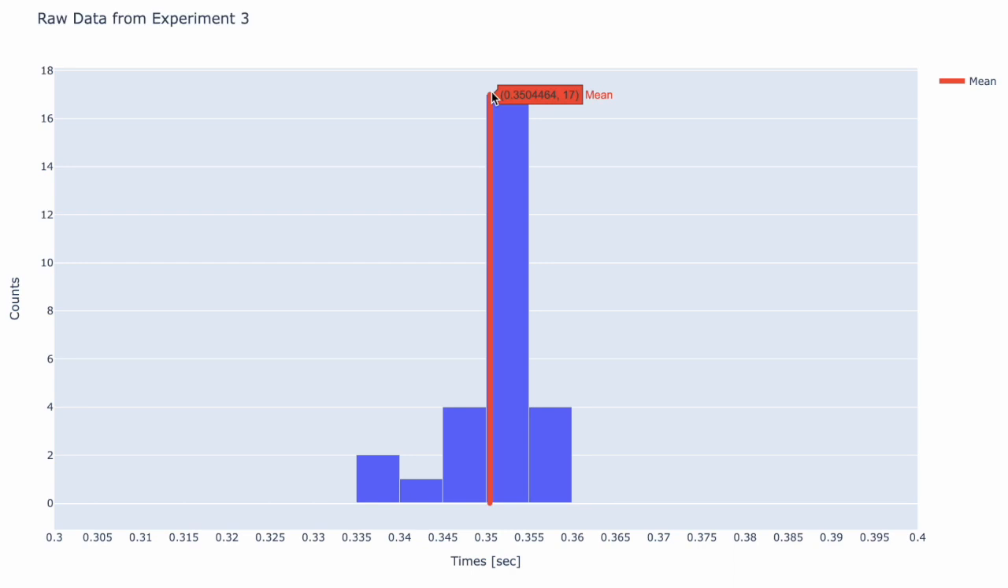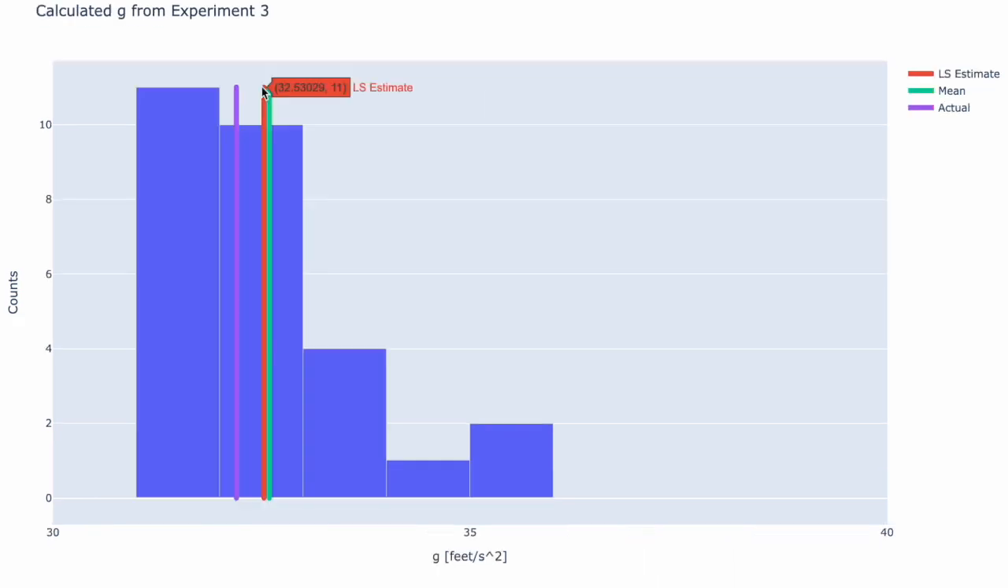Experiment 3 has 28 total trials, and the data is shown in the histogram. Notice how narrow the spread of times is compared with our previous experiments. The average value is 0.35 seconds. Our final results are in. The average and least squares estimate are nearly identical at 32.5 feet per second squared, while the actual value is 32.2 feet per second squared. The variation shows a tight range of values, much better than our previous 2 experiments.